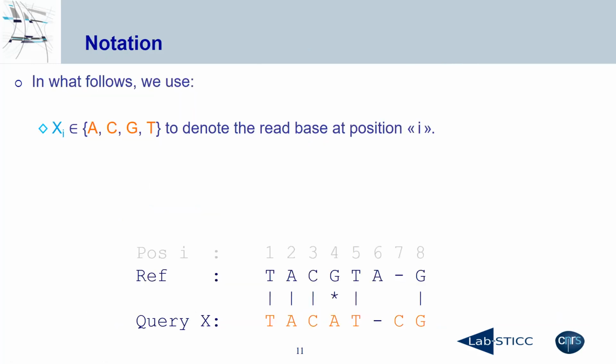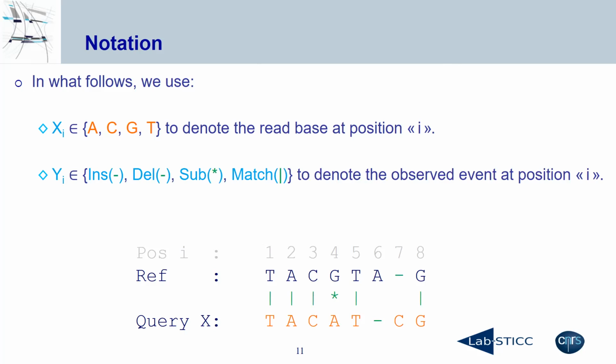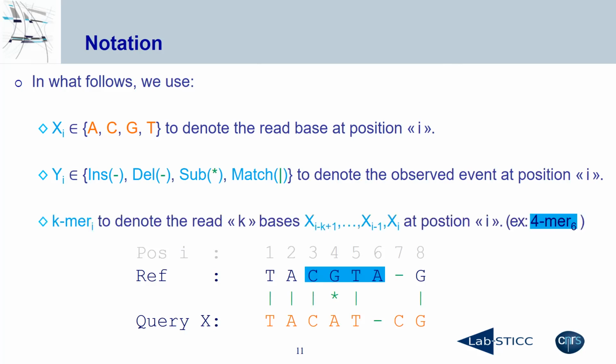In what follows, we use xi to denote the read bases at position i, and we use yi to denote the observed event at position i. And we also use k-mer i to denote the previous read k bases at position i. Note that this symbol could represent either an insertion or deletion depending on its location, if it's on the reference or in the query.